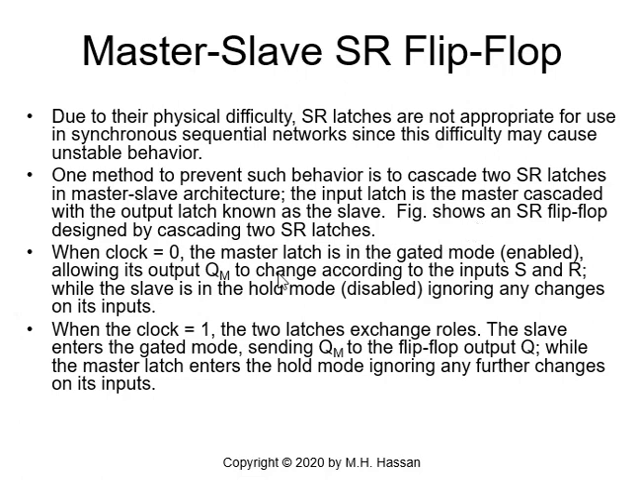When the clock is 0, the master latch is in the gated mode, which will be enabled, allowing its output Qn, which is Q master, to change according to the inputs S and R, while the slave is in the hold mode, which is disabled, ignoring any changes on its input. When the clock is 1, the two latches exchange roles, and the slave enters the gated mode, sending Qm to the flip-flop output Q, while the master latch enters the hold mode, ignoring any further changes on its input.